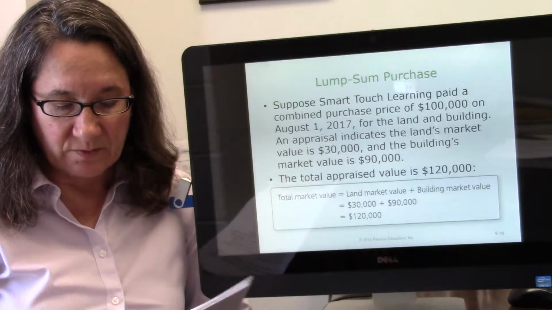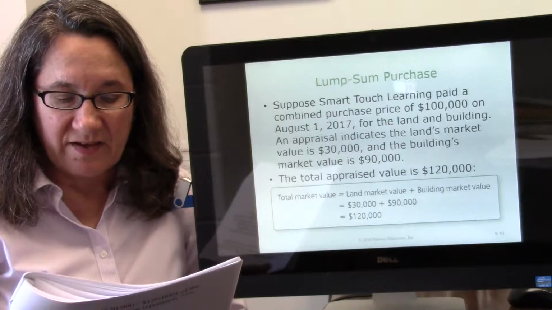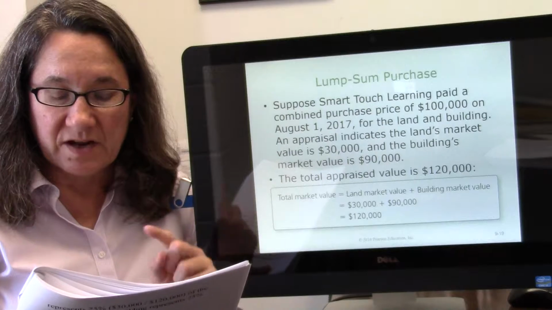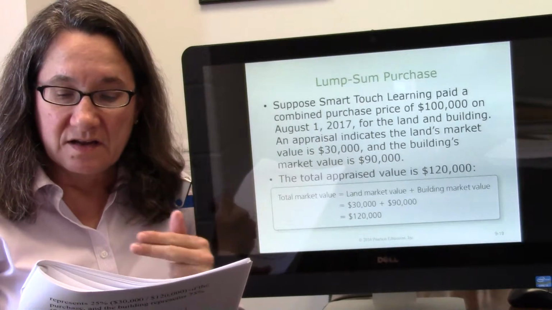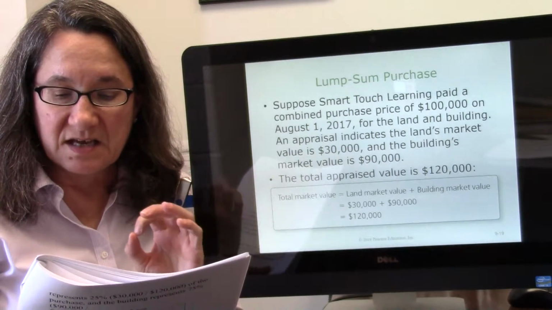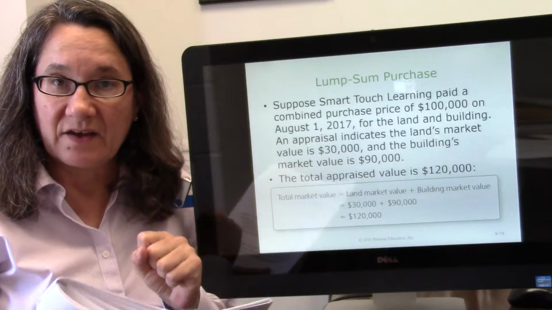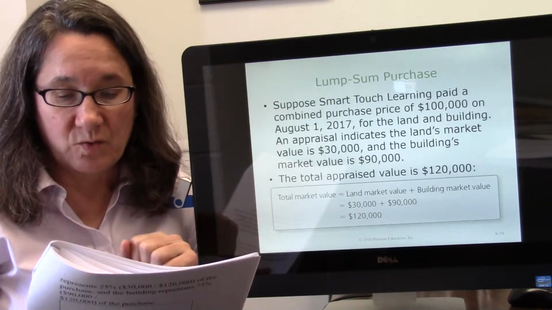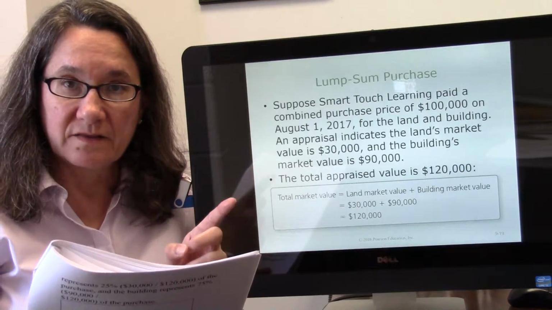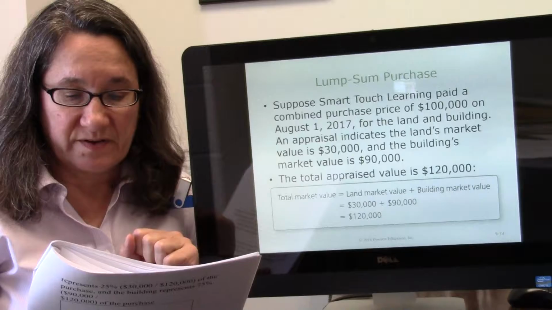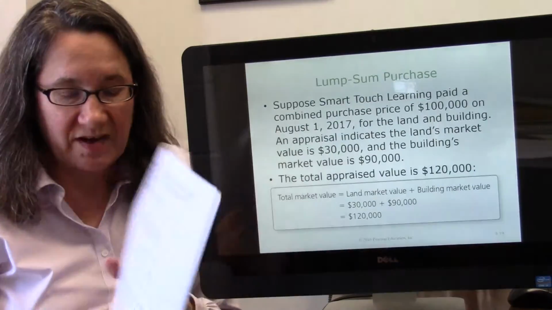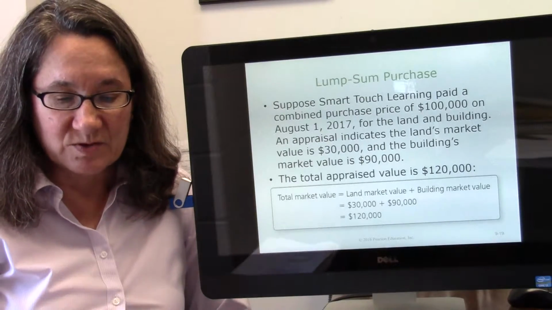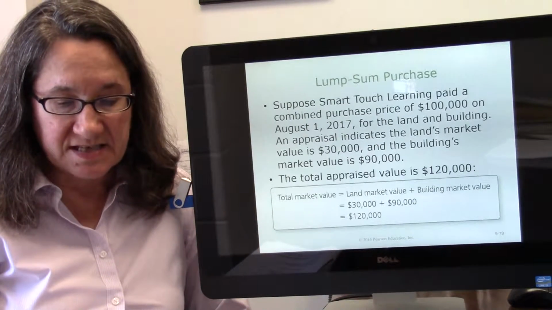Well, first you calculate the ratio of each asset's market value to the total for both assets. So you add the 30 and the 90. You say the market value is 30, the market value is 90. That means it's $120,000. They only paid $100,000, but the market value is $120,000. And of that $120,000, 30 is the land, 90 is the building. So the total appraised value is $120,000. The land represents 25%. The building represents 75%.